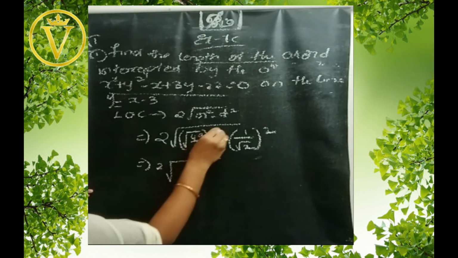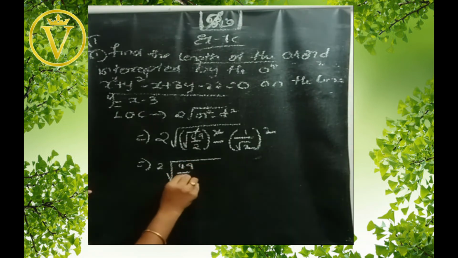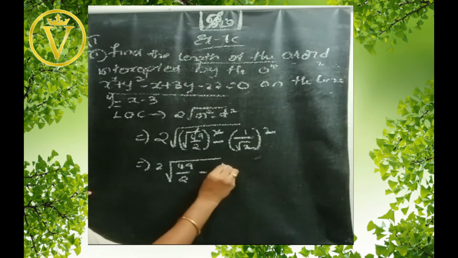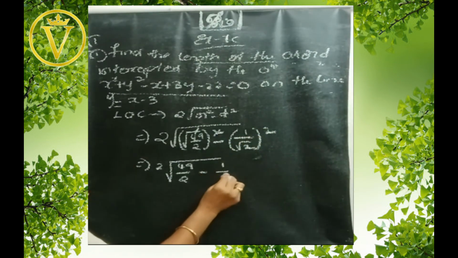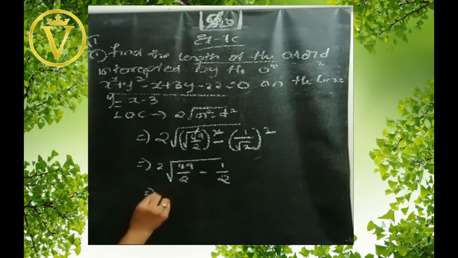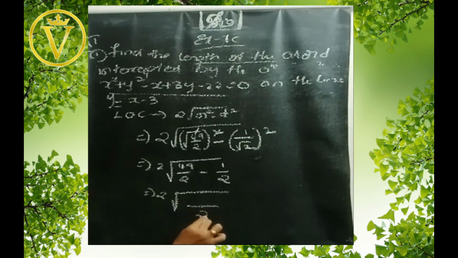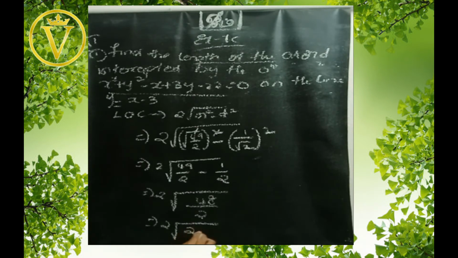So the root will get cancelled. 49 by 2 minus 1. 1 square will be 1 only. And root 2 whole square is 2, and the root will get cancelled by the square. 2 into root of, here the LCM is 2, and 48. Now you multiply, that means you have to cancel it, that will become 24.